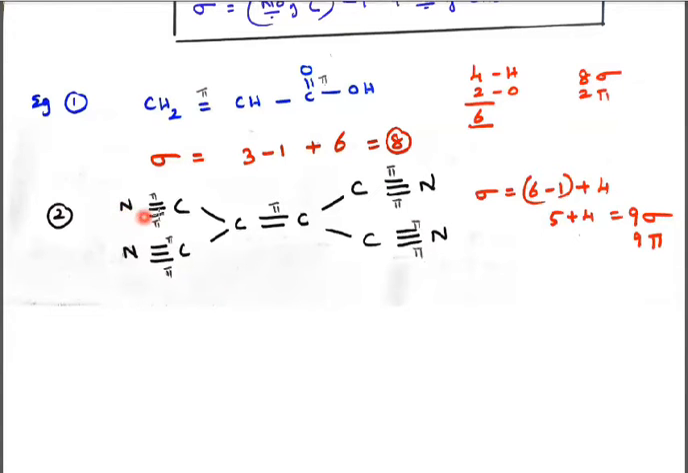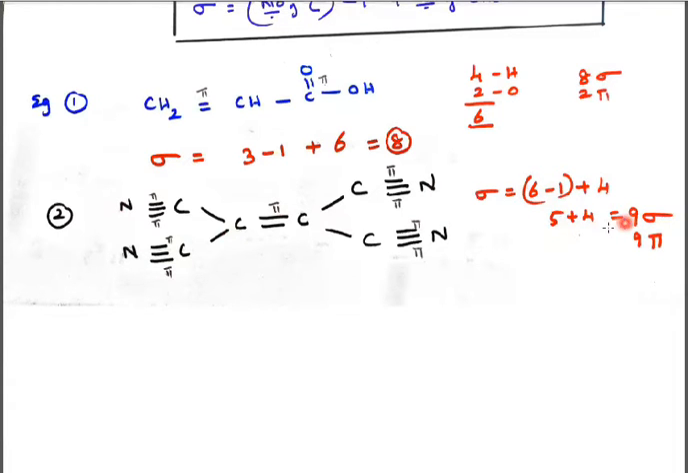Next example. N triple bond C, single bond, double bond C, single bond C, triple bond N, and a single bond C and a triple bond N. Triple bond comes with 2 pi bonds and 1 sigma bond. Already we know that. So let us see, sigma is equal to number of carbon minus 1. 1, 2, 3, 4, 5, 6 carbon. 6 minus 1. Other than the carbon atoms, 4 nitrogen only is present. 1, 2, 3, 4. So only 4 nitrogen, not any other atom. So 6 minus 1, 5 plus 4, we are getting 9.